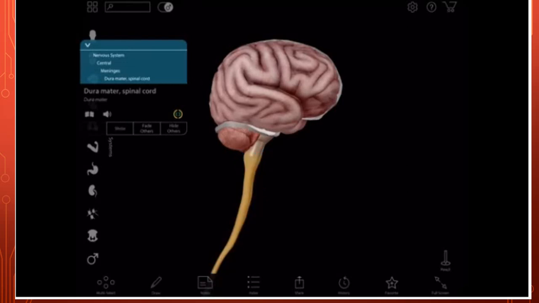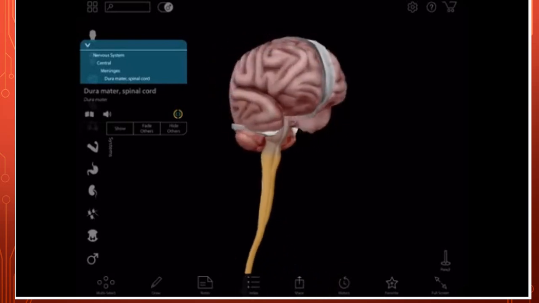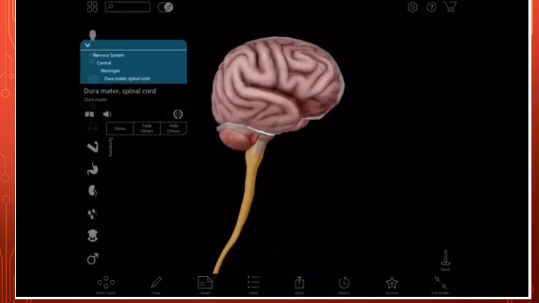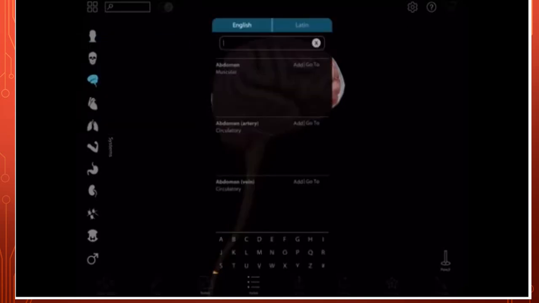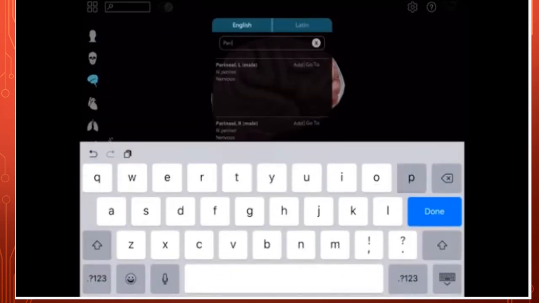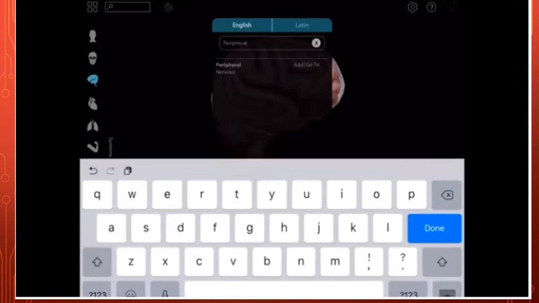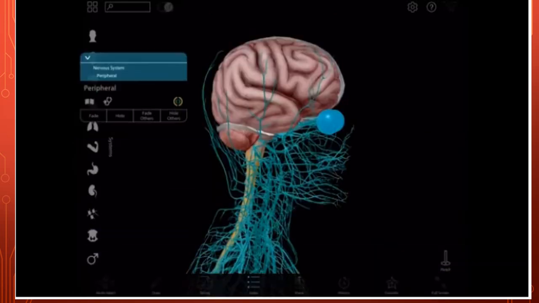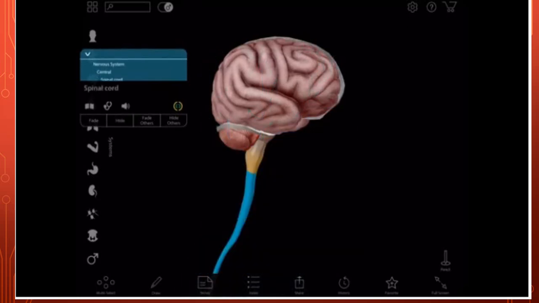The spinal cord is a thick, long bundle of nerves that has some really important functions. Think of the brain as central command, and the spinal cord as a sort of superhighway that sends the brain's commands and relays the body's messages back to the brain via the peripheral nervous system, aka all the nerves and ganglia outside of the CNS. Using the search tool, I'm going to add it to the model. The CNS and the PNS work together to control the body's motor, autonomic, and sensory functions. Let's hide the PNS and the spinal cord and move our way up.